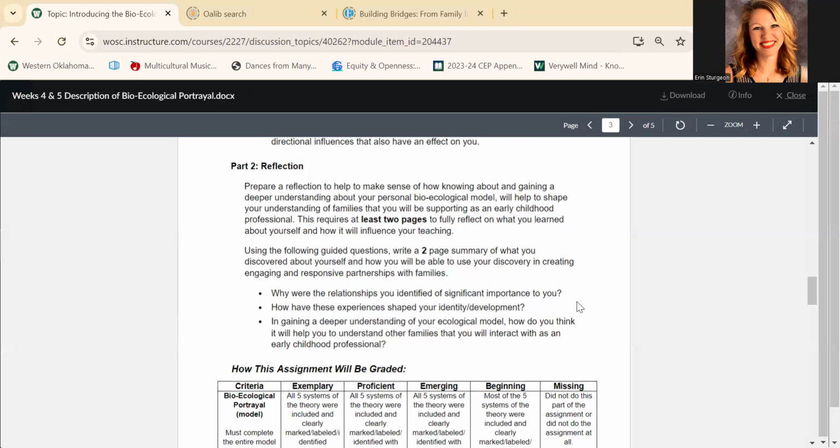Think about things like, why were the relationships you identified of significant importance to you? How have these experiences shaped your identity and development? In gaining a deeper understanding of your ecological model, how do you think it will help you understand other families that you will interact with as an early childhood professional?